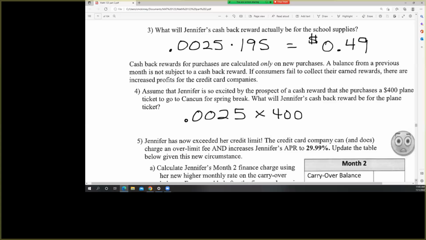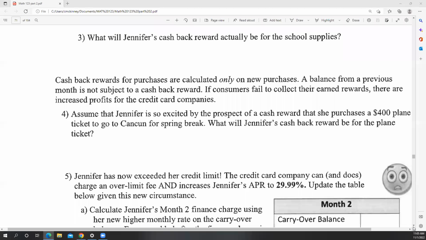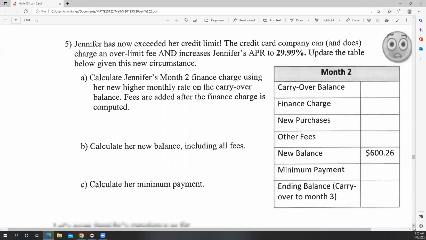49 cents for her school supplies, but what about number 4 for her airplane ticket? $1. She gets $1 of cash reward. All right, $1. One big. So now let's see what else happens here. She's going to get that $1. Let's not forget.